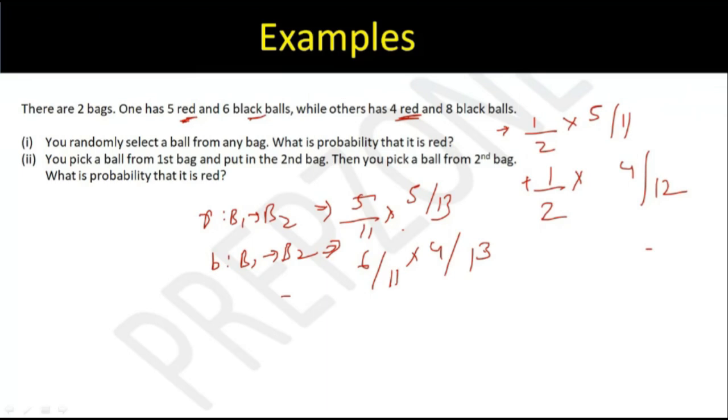Now bag 2 already had 4 red balls. I have brought one more red ball. So in total I have 5 red balls. Total balls were earlier 12, now it is 13. So into 5 by 13. Clear? Similarly for black. Clear, Aslam? Yes, yes. And finally we add both. Yeah, finally we add both because these are different cases. So you always add the cases.